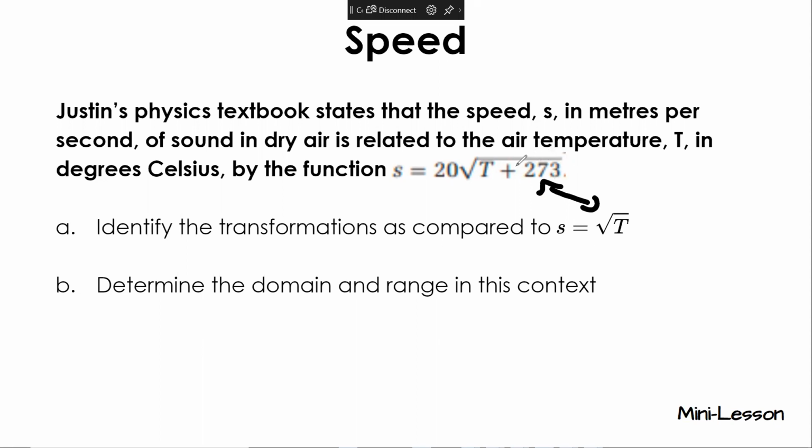It's got that plus 273. So what is that going to do to my function? Is it going to move it left or right? So it's going to move it left 273. And then what about this 20 out front? What does that do?